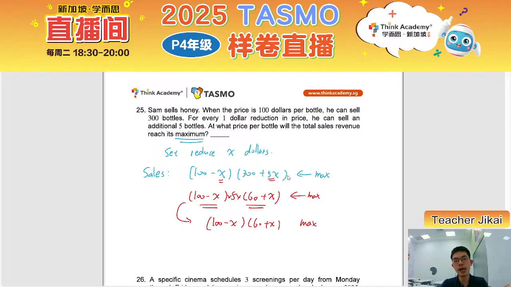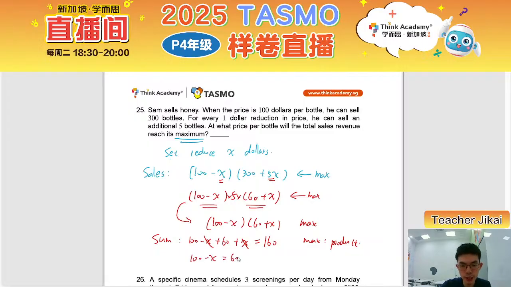So this time, is the sum of it a constant number here? Yeah, it is. The sum is 100 minus x plus 60 plus x. X cross out, 160 here. We know the sum is constant and we want the maximum product. So here it is just 100 minus x equal to 60 plus x equal to 160 divided by 2. We make the difference become as small as possible, so the product will become as large as possible. It will be 80.